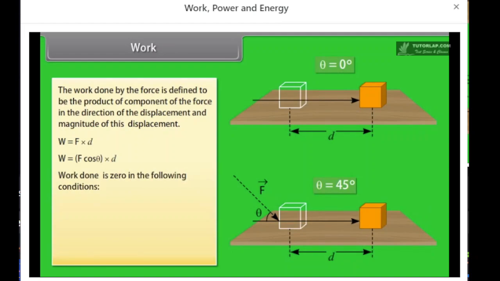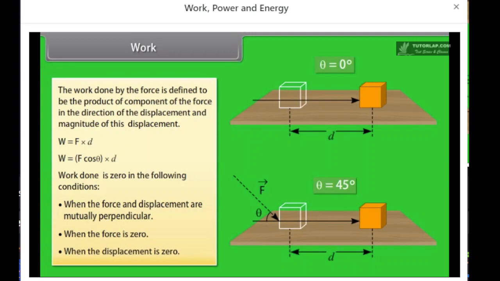Work done is 0 in the following conditions. When the force and displacement are mutually perpendicular. When the force is 0. When the displacement is 0.